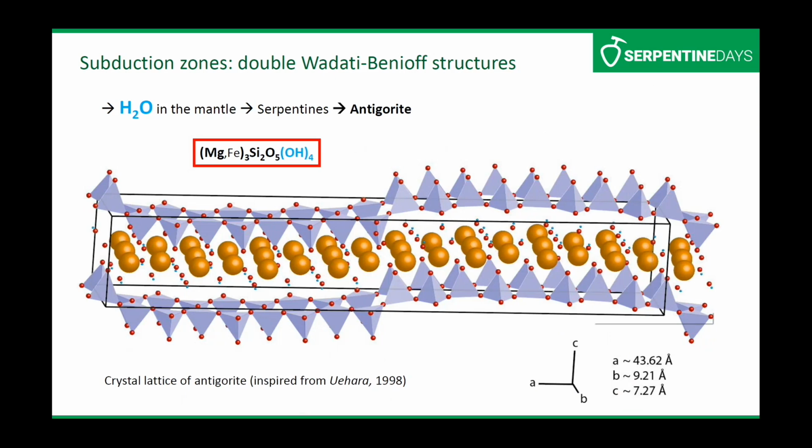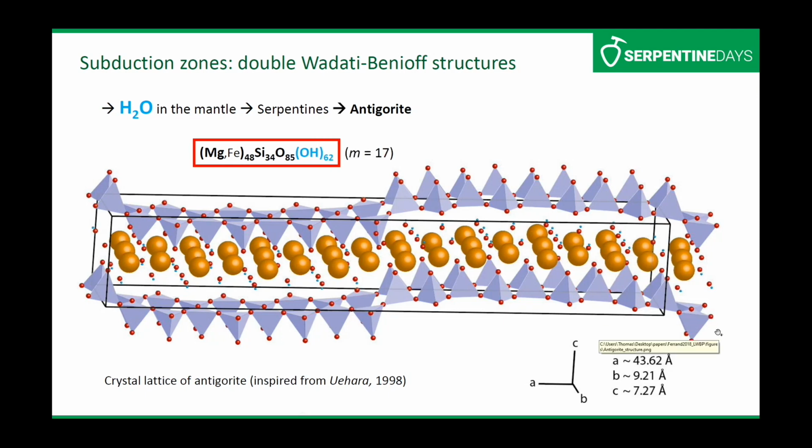When water is added to olivine or to peridotites, serpentine minerals are formed. Here is the structure of antigorite, which is the high temperature serpentine variety. Compared to the olivine structure shown on the previous slide, basically all the atoms have to find a way to move, and it's not possible to dehydrate serpentine without significantly reducing the grain size.